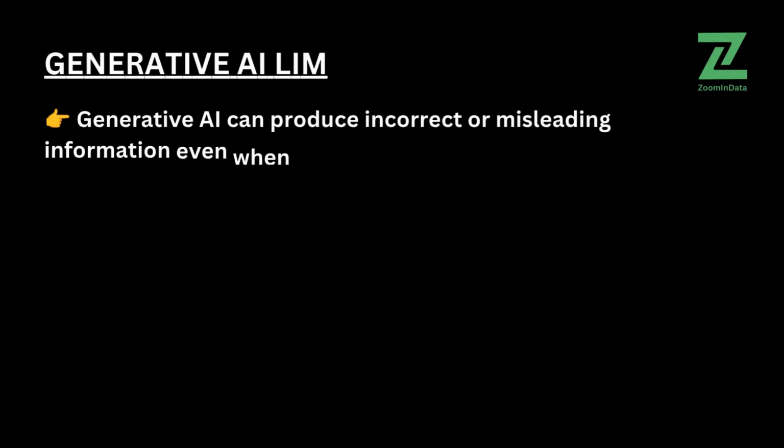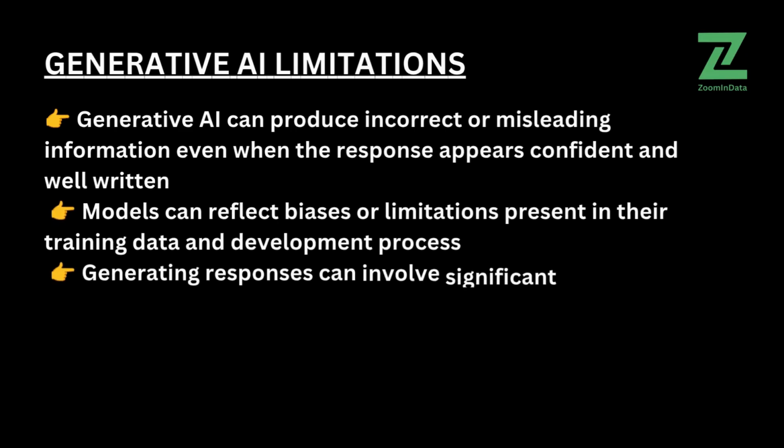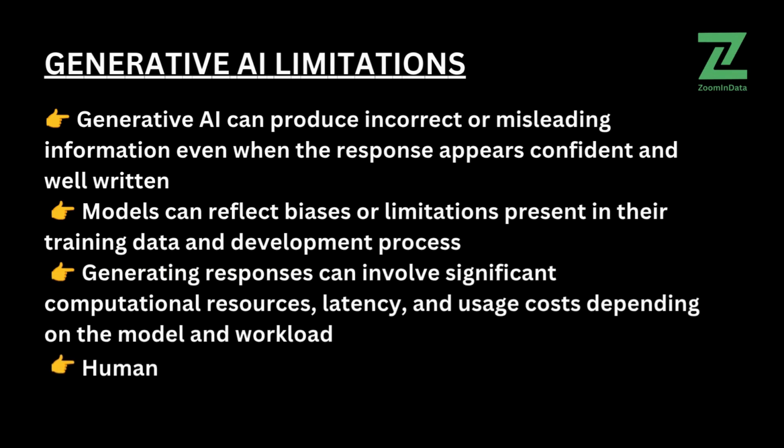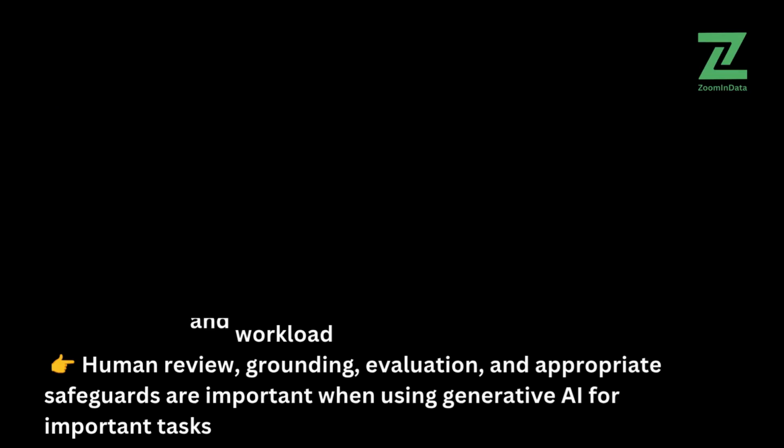Generative AI can produce incorrect or misleading information even when the response appears confident and well-written. Models can reflect biases or limitations present in their training data and development process. Generating responses can involve significant computational resources, latency, and usage costs depending on the model and workload. Human review, grounding, evaluation, and appropriate safeguards are important when using generative AI for important tasks.